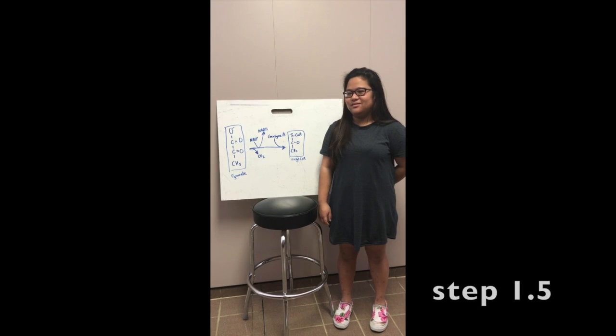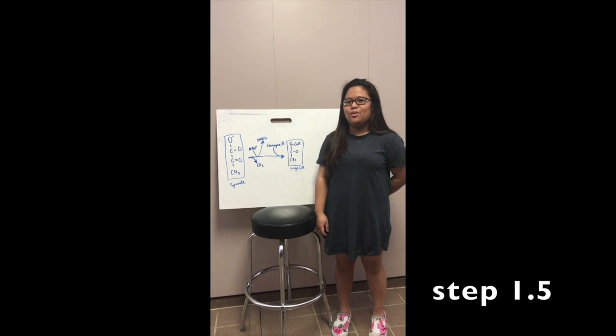Further, it will use NAD+ as an electron carrier, and it will also be categorized as a carbon rearrangement since it does start off with 2 ATP and ends with 4. This is step 1.5.